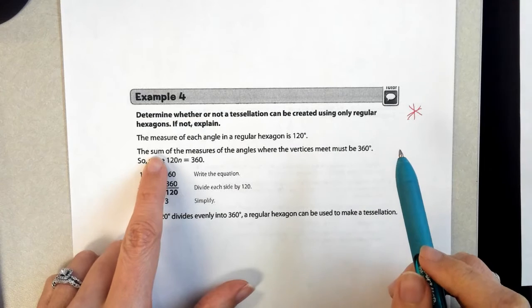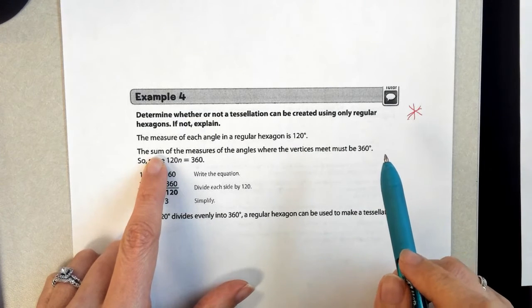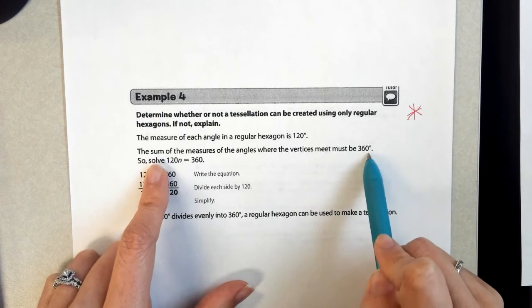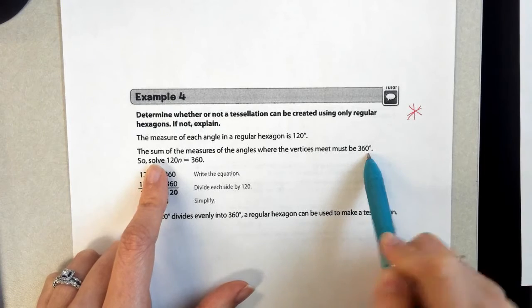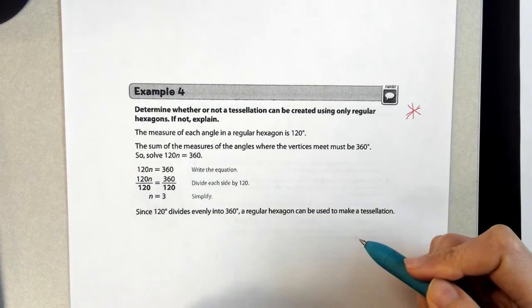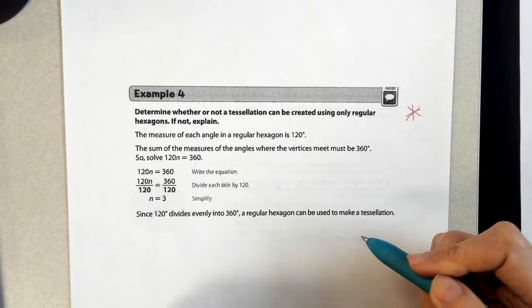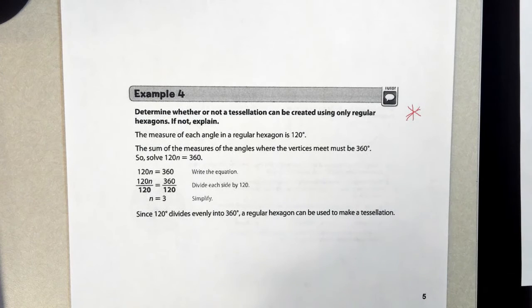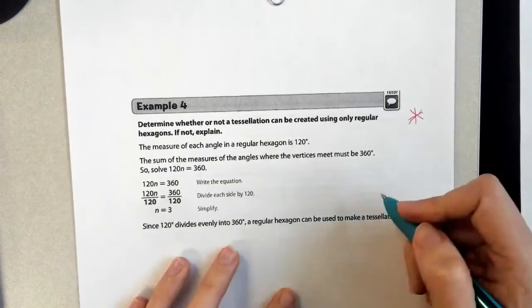So the sum of the measures of the angles where the vertices meet must be 360. That means each of those 120 degree angles must be able to meet up to be 360. So I have to be able to divide 360 by 120 evenly for this to work. If they don't divide evenly, that means those vertices can't be put together correctly. Okay?